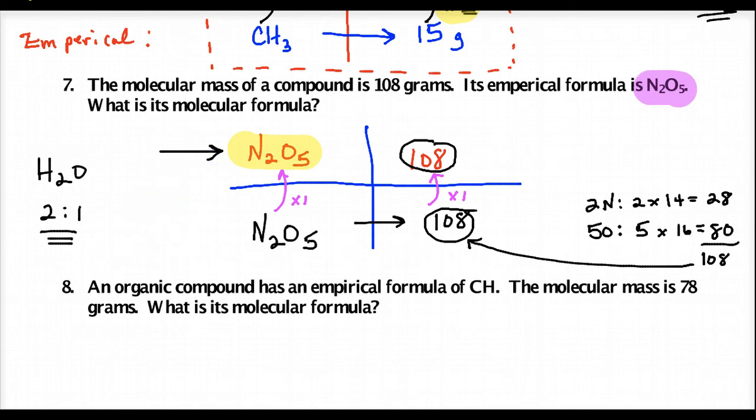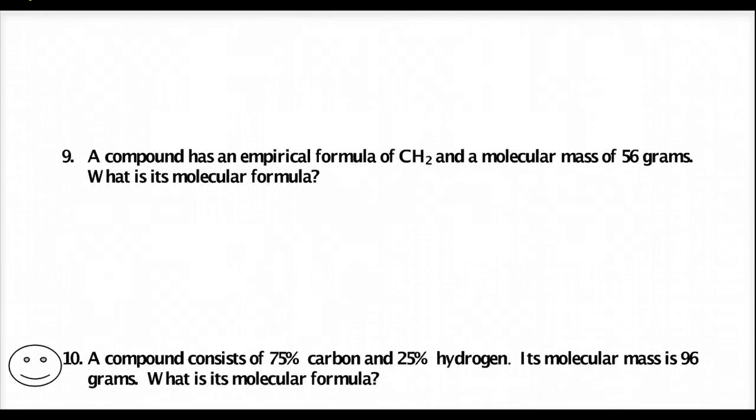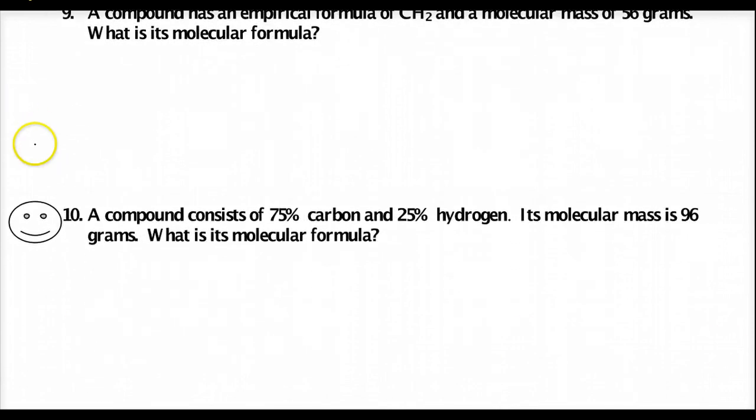So please try the rest of this. 8, 9, and 10 has a smiley face because I'm combining both types of questions. You have to build the empirical formula first, then do its molecular formula with the box question.